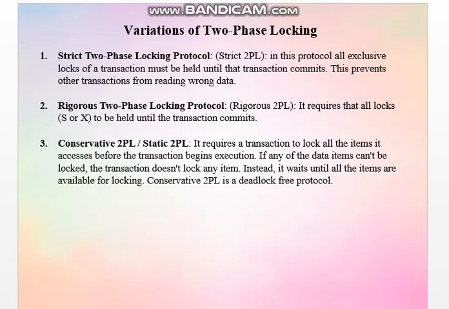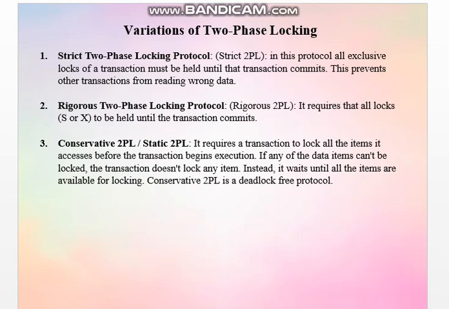In this particular protocol, all the exclusive locks of a transaction must be held until the transaction commits. This prevents other transactions from reading the wrong data. In the last chapter, chapter number 3, on concurrency control, we saw that when a data item is being updated under an exclusive lock and at the same time another transaction is reading the data item, it is called the dirty read problem. So to avoid the dirty read problem, we will use the strict two-phase locking protocol.